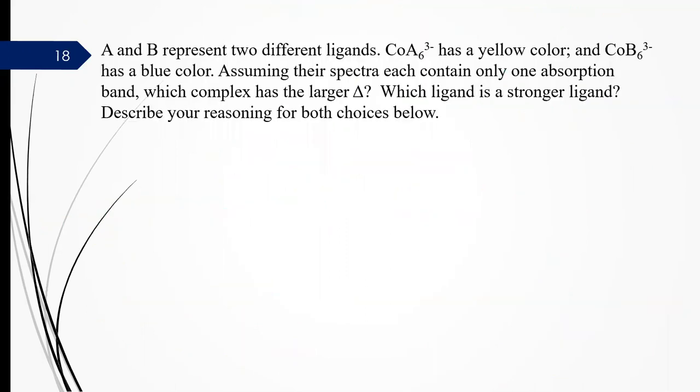Okay, then what I'm going to do is split you guys back out into your rooms, because I want you to actually discuss this where you have to support your claim. So we have cobalt, and it's combined with A and combined with B, right? And I tell you what color those solutions are. We have yellow and we have blue.